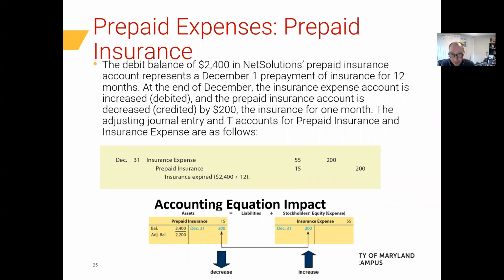Okay, prepaid insurance, my favorite one. What this represents is the month of December. For the year, we pay $2,400 for prepaid insurance. We take $2,400 divided by 12 to get a monthly expense amount of $200. We debit insurance expense $200 to increase insurance expense, and we credit prepaid insurance $200 to reduce the prepaid insurance amount. That represents the consumption of the insurance for the month of December. We would do that for every month. At the end of every single month, we would make this journal entry.